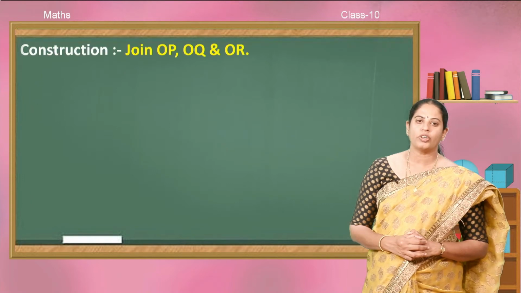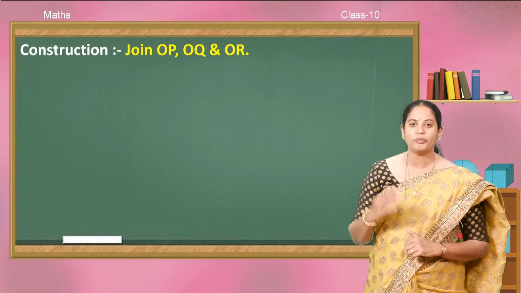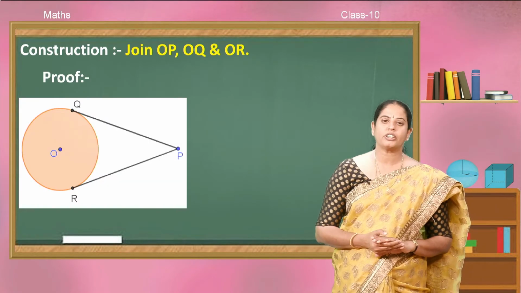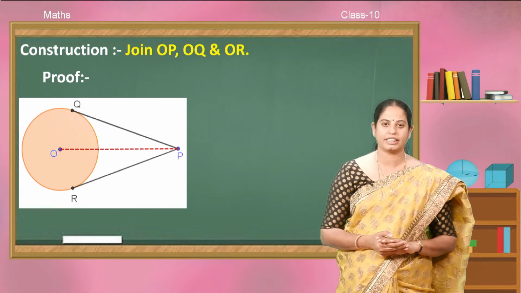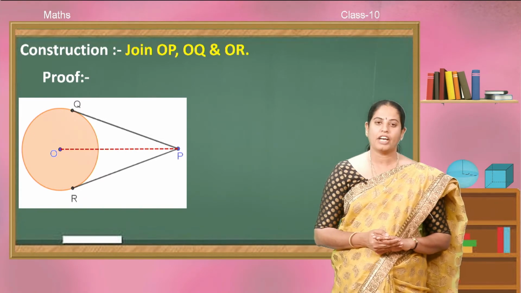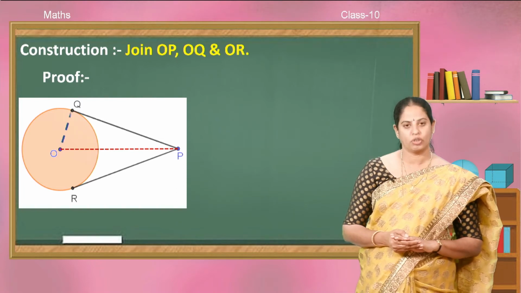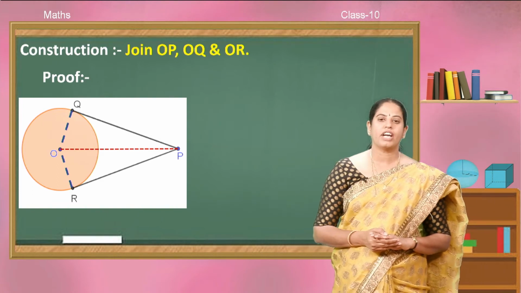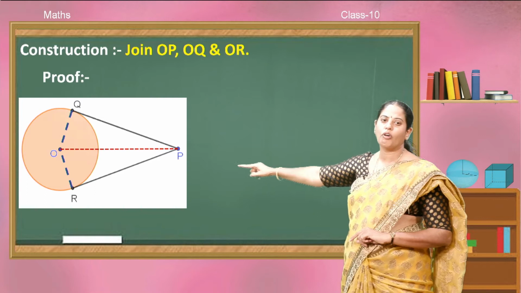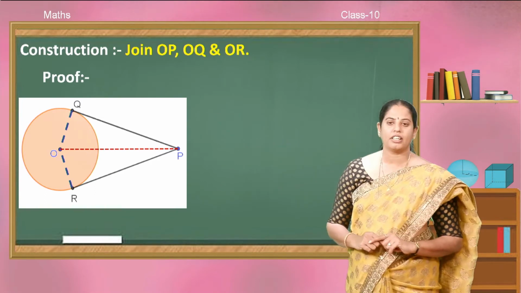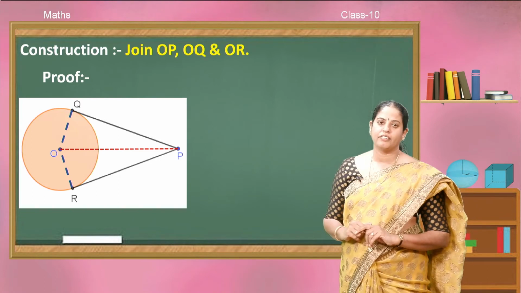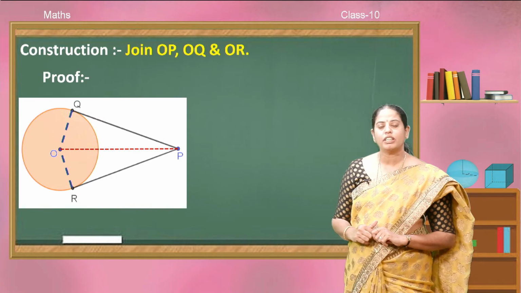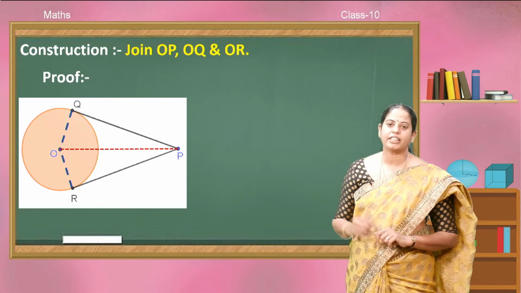Next, we are going to do some construction to prove this theorem for the figure that we have drawn. So, what we are doing here? We are joining OP, the center and the external point, and also we are joining OQ and OR. Yes. So, if we join these points, we are getting two triangles OPQ and OPR. With the help of these triangles, we are going to prove that the two tangents are equal.